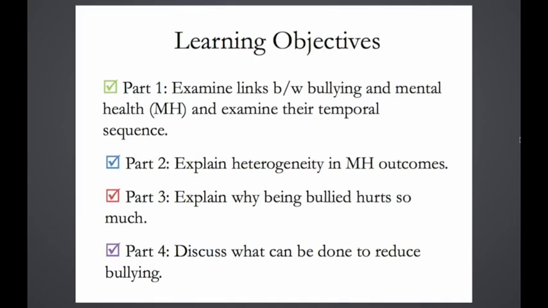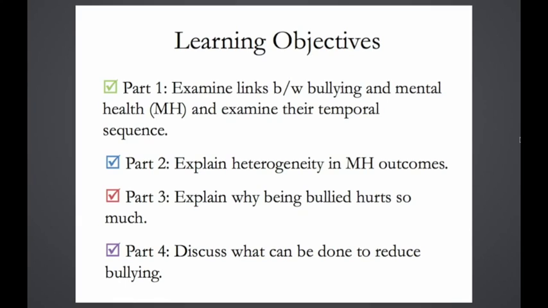In part 3, we explained why bullying hurts so much by presenting recent evidence from neuroscience suggesting that social pain, so the pain you experience when you're ostracized or humiliated or rejected, is perceived by your brain as physical pain. So it would explain why it hurts so much and so long-lasting.